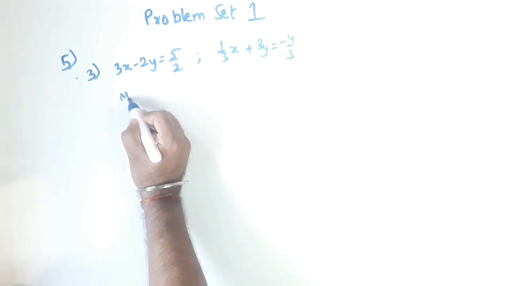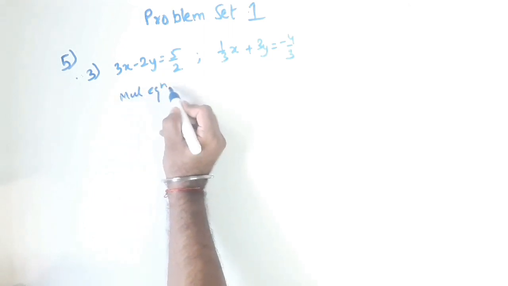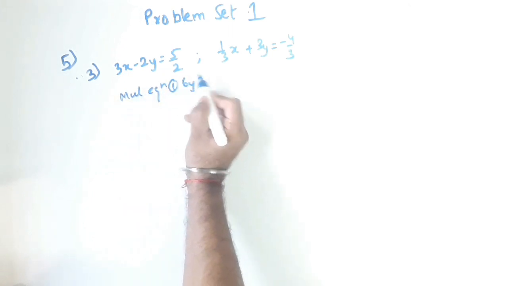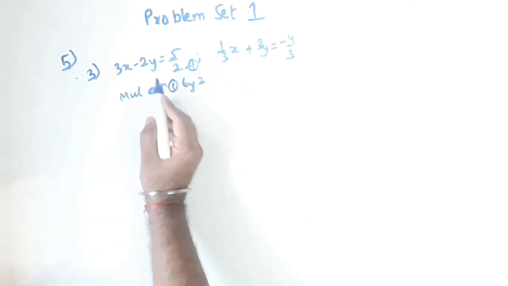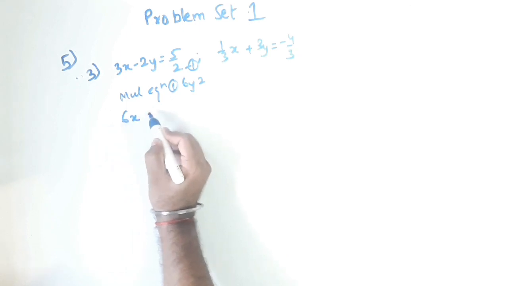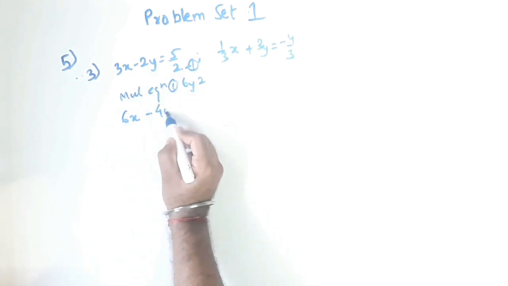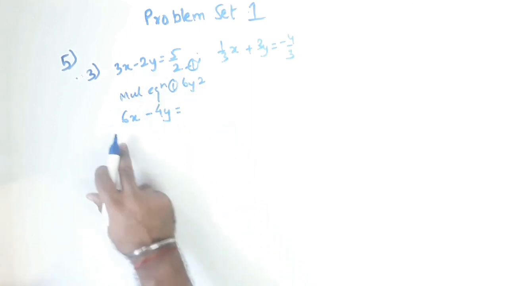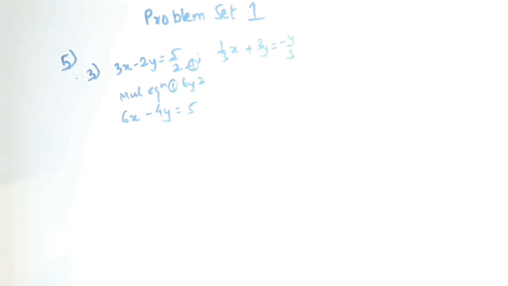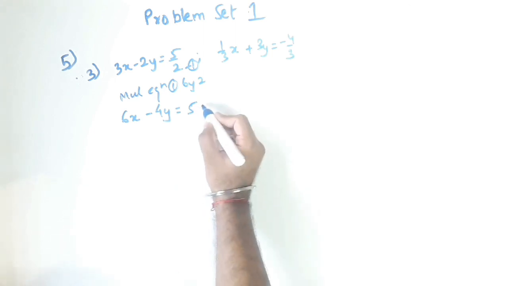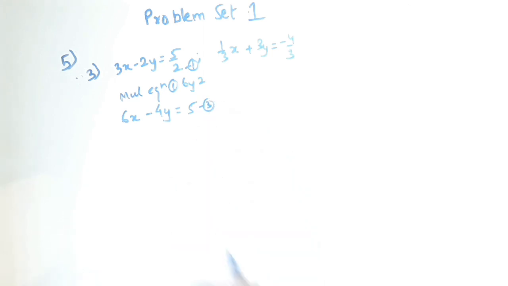What will I do? Multiplying equation 1 by 2. This is the first one. So it will become 6x minus 4y equals 5 upon 2, and the 2 into 2 will get cancelled, so only 5 remains. This is your equation number 3, which will give you a1, b1, c1.